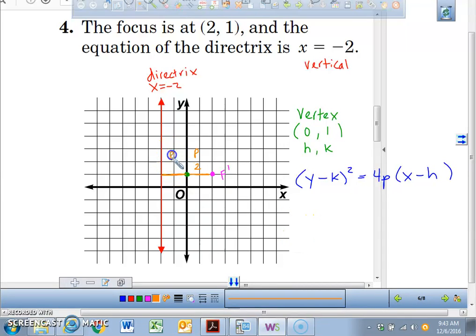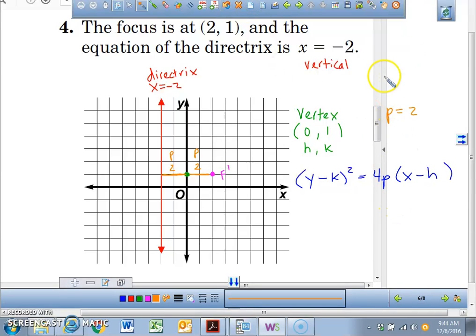So I want you to label, this is your p-value, which is equal to 2. So right now, put p is equal to 2. Now, it's not going to equal -2, it's going to equal a positive 2, because the parabola is opening which direction? It's opening to the right. So if it opens right, your p-value is positive. If it opens left, then your p-value would be negative.